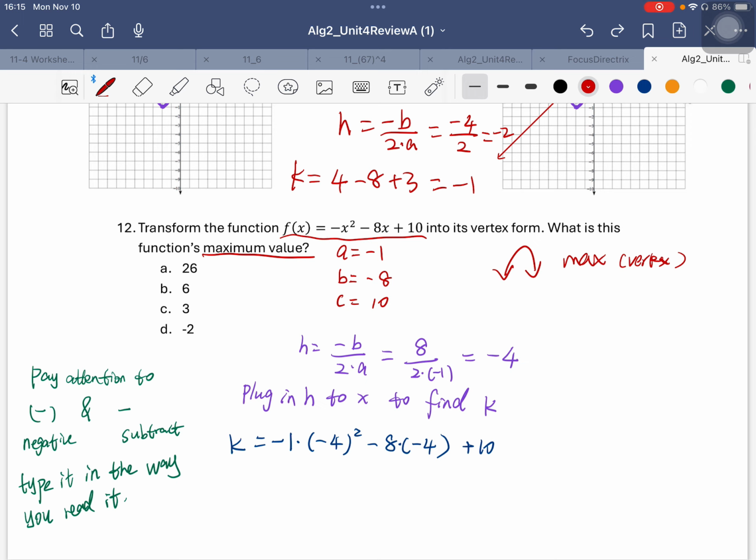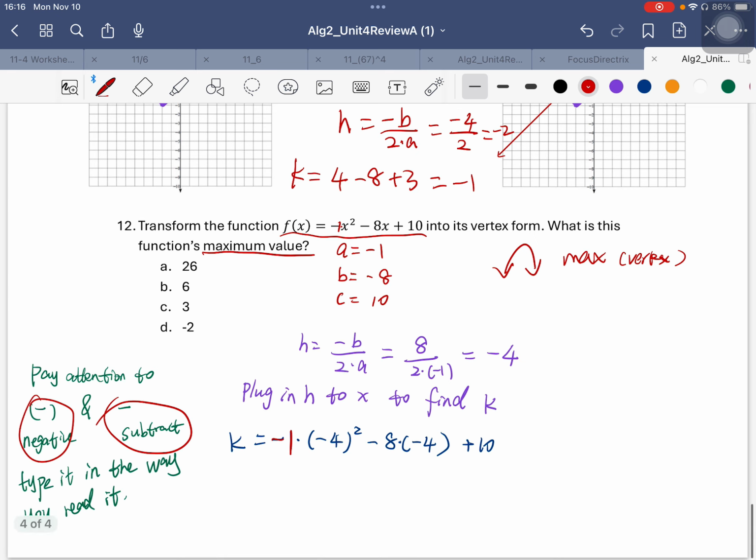Remember, this is a negative. So when you put the parentheses, don't forget negative 1 in front of the parentheses. That's your a. It's actually negative 1 times x squared. Don't forget the negative 1 or your answer will be wrong. And when you type into the calculator, pay attention to negative and subtraction. You type it the way you read it, okay?